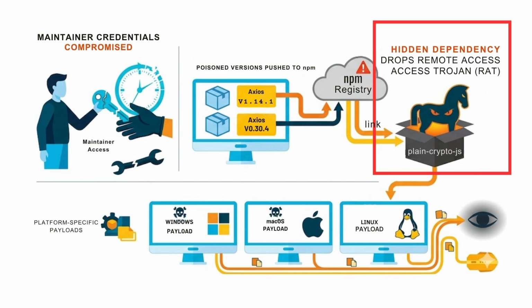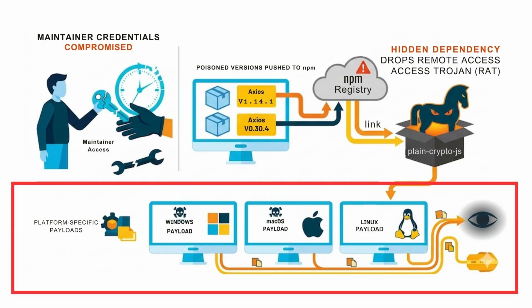Those versions injected a hidden dependency called plain-crypto.js. And when that package installed, it silently dropped a remote access Trojan onto the user's machine, including macOS, Windows, and Linux. The really disturbing part? The malware cleaned up after itself. After installation, inspecting the package directory showed nothing suspicious. No audit tool would have flagged it.